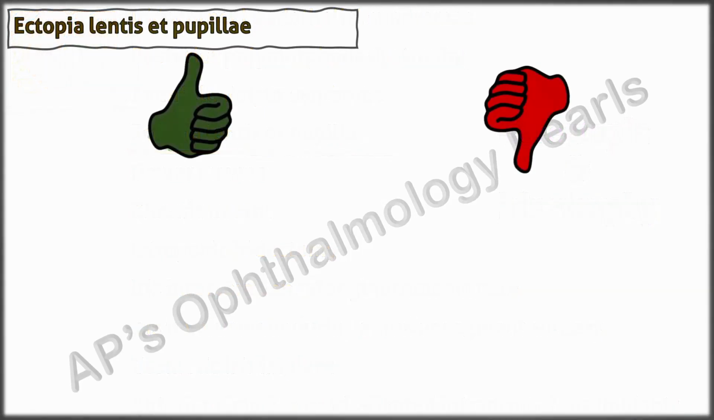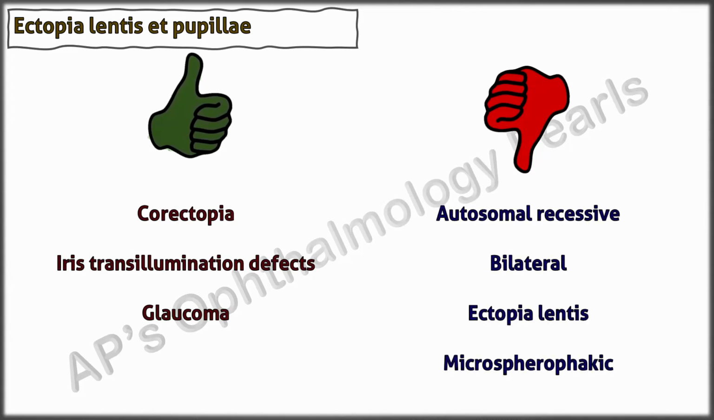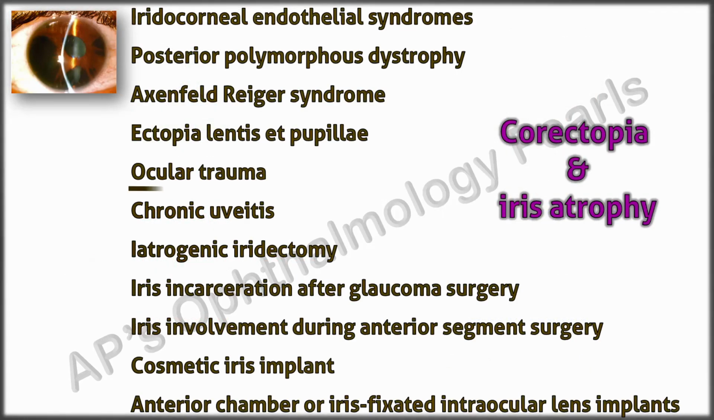Ectopia lentis et pupillae is congenital and may have correctopia, iris transillumination defects, and glaucoma. However, there may be a family history. It is bilateral. There is ectopia of the crystalline lens in the direction opposite to that of the pupil, and the lens is often microspherophakic. So we can rule this out.